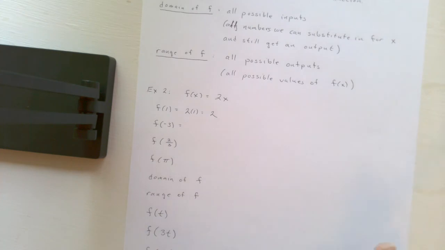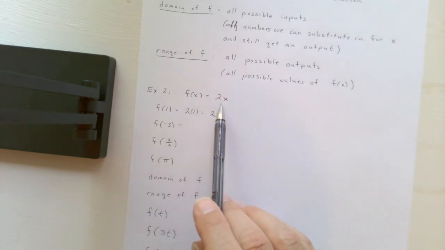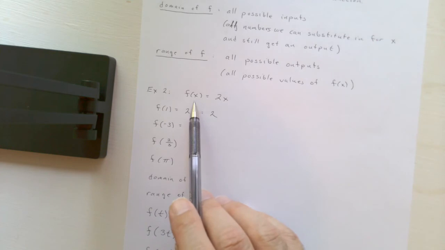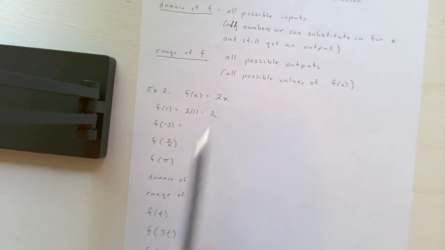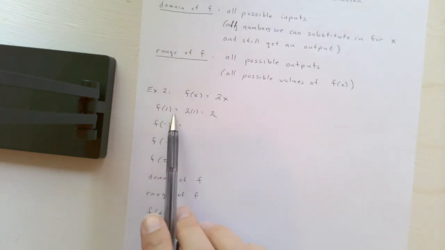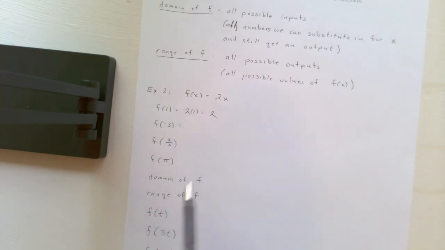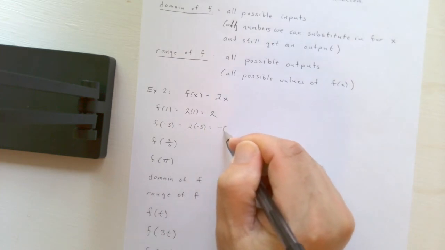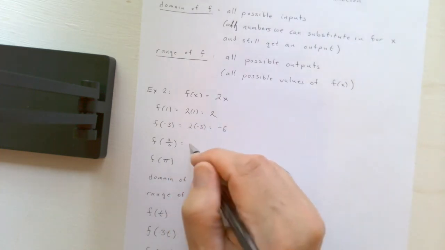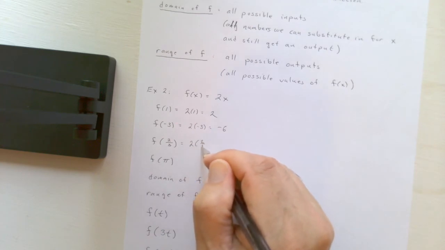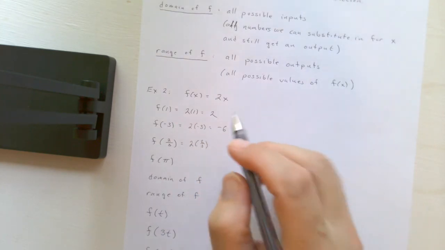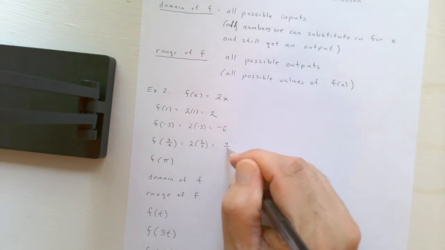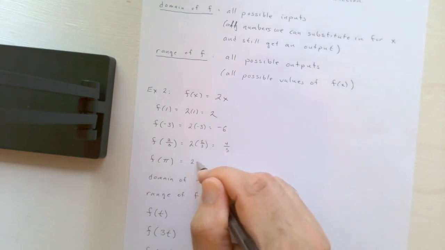What does this mean? Well, this defines a function in which the output is twice the input. Whatever the input is, the output is going to be twice that, or 2 times that. So f of 1 would be 2 times 1, that's 2. F of negative 3 would be 2 times negative 3, that would be negative 6. F of 2/3 would be 2 times 2/3, which would be 4/3. F of pi would be 2 pi.